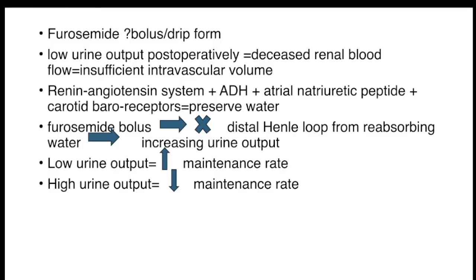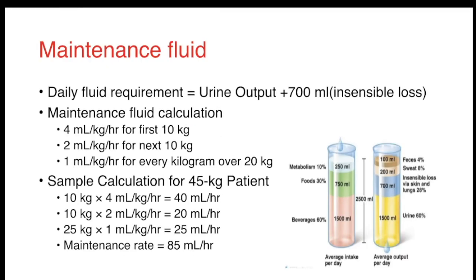So, other than using a furosemide bolus, we need to clinically assess the patient and check if the patient is actually having hypovolemia. In case of a hypovolemic patient, a low urine output tends to improve after giving a fluid challenge, which is basically increasing the maintenance rate after giving about a 300 to 500 ml bolus. Similarly, in case of a high urine output, one can consider decreasing the maintenance rate.